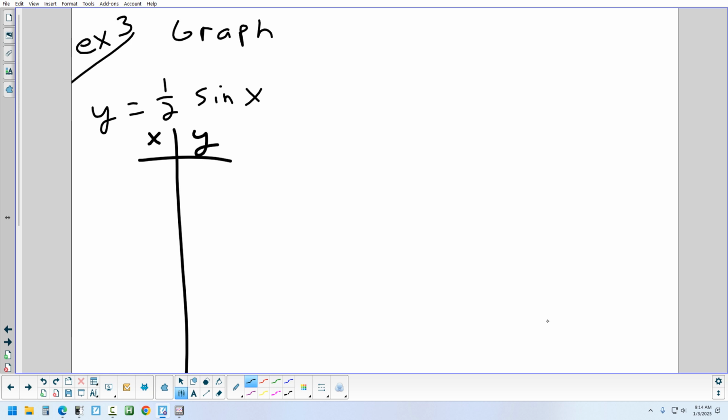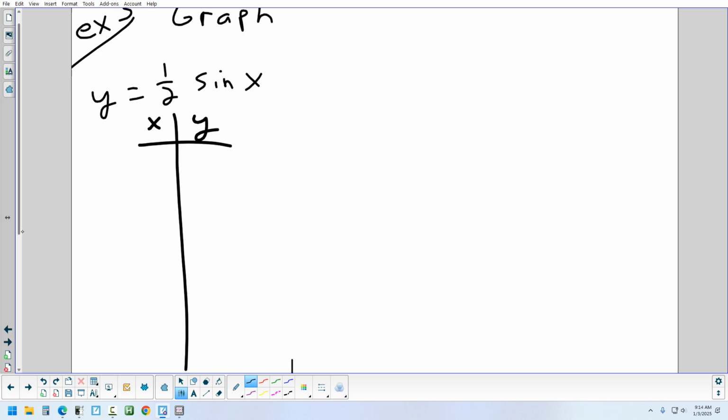Lucas, can you remind me what those X's are again? Let me see. I think it's 0. Oh, no. Oh yeah. Pi over 2. Pi. 3 pi over 2. And then 2 pi. So those are good. You know those are staying the same. All the y's are going to change.